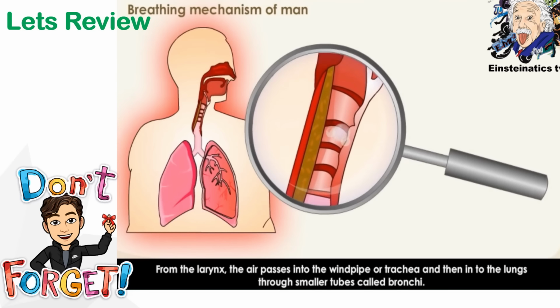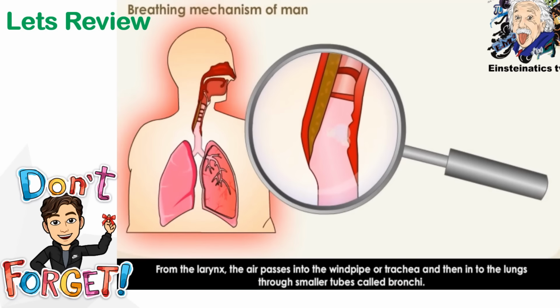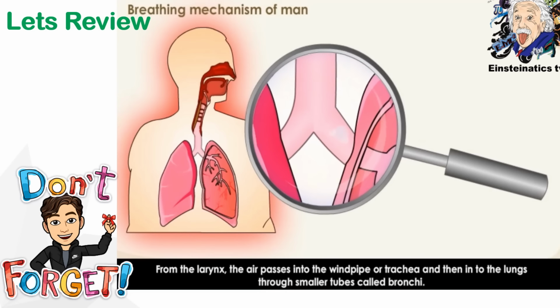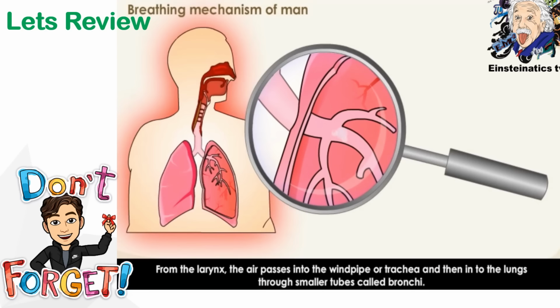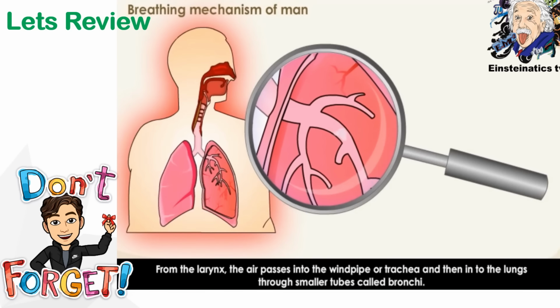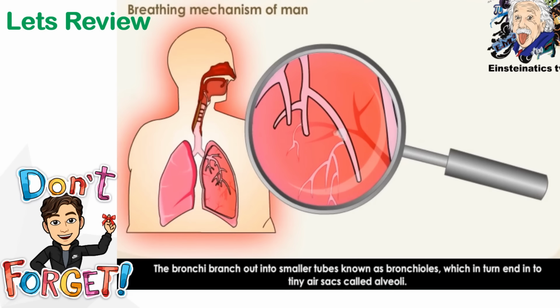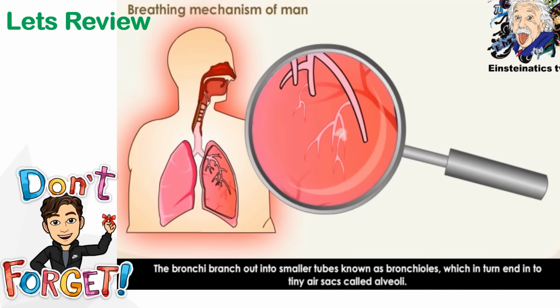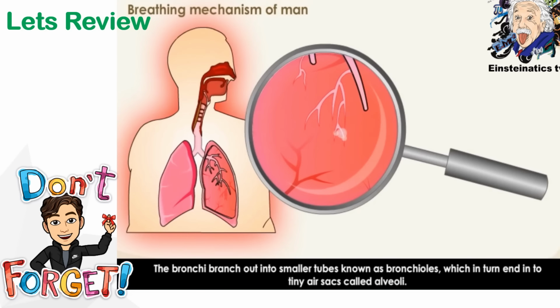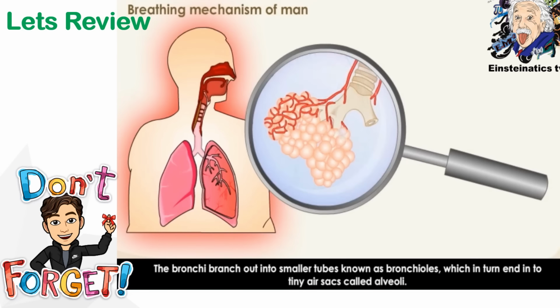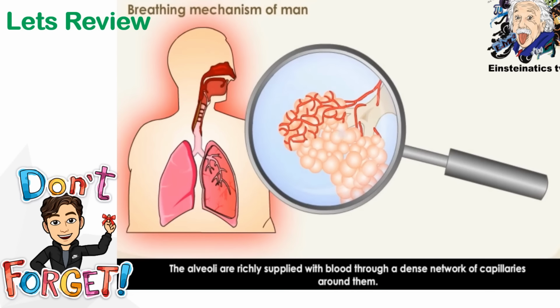From the larynx, the air passes into the windpipe or trachea and then into the lungs through smaller tubes known as the bronchi. Now from here, the bronchi branch out into smaller tubes known as the bronchioles, which in turn end in tiny air sacs called the alveoli. The alveoli are richly supplied with blood through a dense network of capillaries around them.